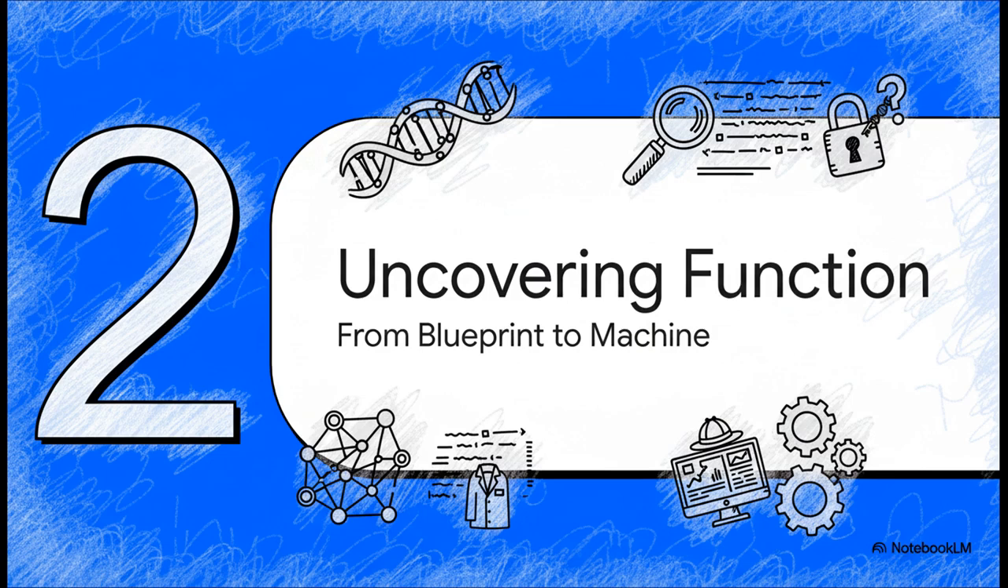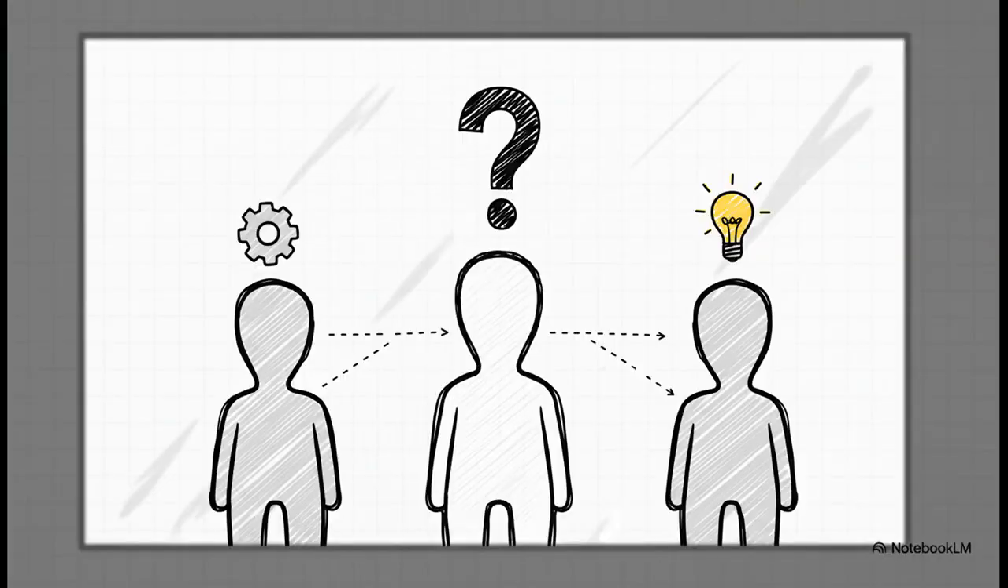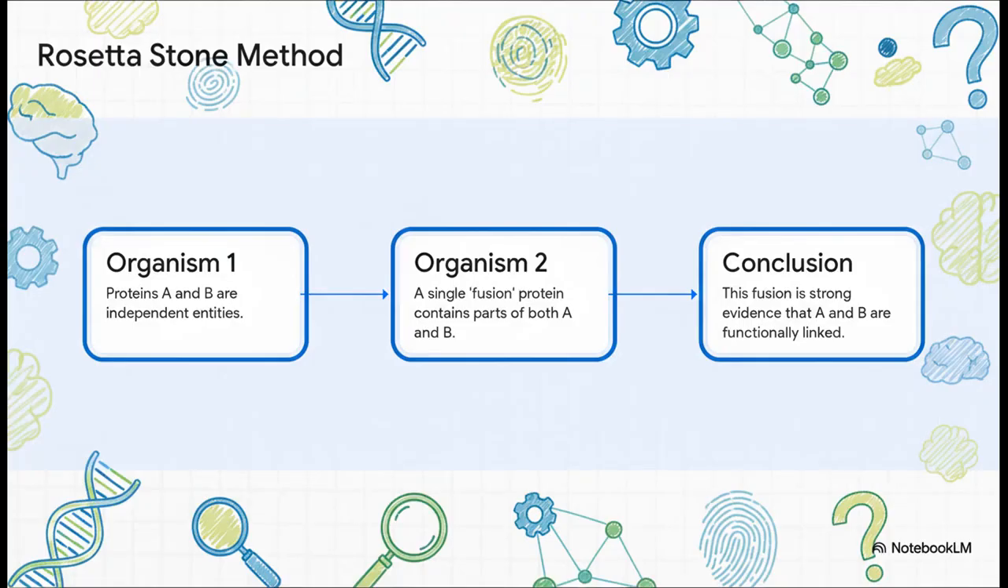Now we've got to figure out what kind of machine this blueprint actually builds. And more importantly, what does that machine do inside the cell? It's time to uncover its function. And to do this, bioinformatic detectives use this really clever principle called guilt by association. It's just like in a classic crime drama, right? You can learn a whole lot about a suspect by looking at the company they keep. If our mystery protein is always hanging out with a known crew of troublemakers, well, it's probably involved in the same kind of trouble.